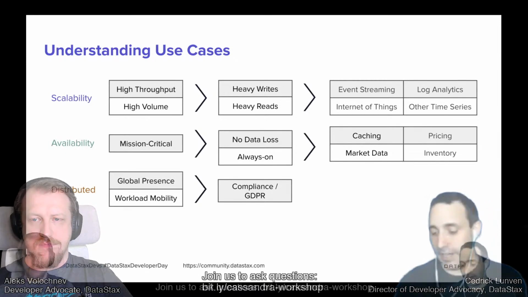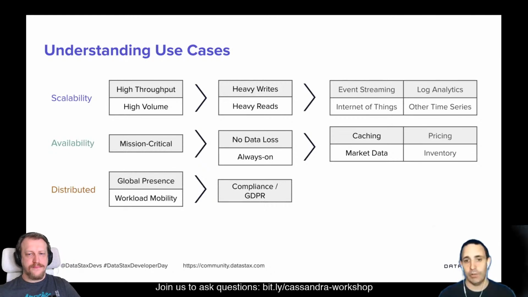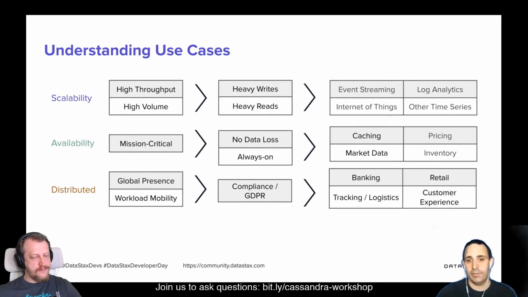GDPR compliant, having dedicated nodes in dedicated geographical regions with laws, and complying with those laws. So of course, banking, retail, tracking, logistics, customer experience. In the UK, for instance, Monzo is a pretty popular bank, if not the most now. And Monzo has communicated this year and last year that most of the data is stored in Cassandra, to be honest. Even mobile payments and customer accounts, everything lives on Cassandra.